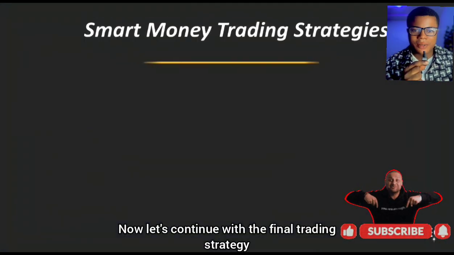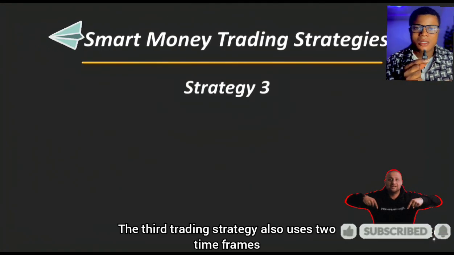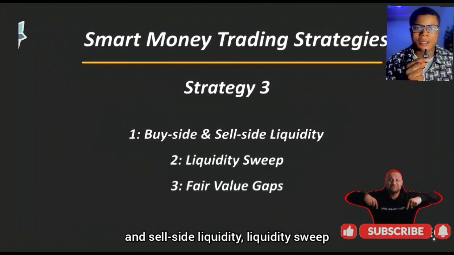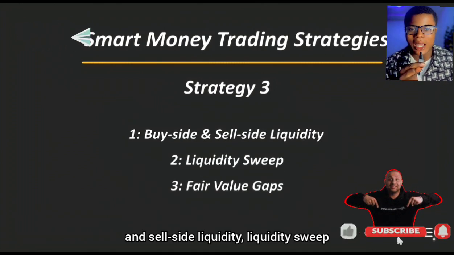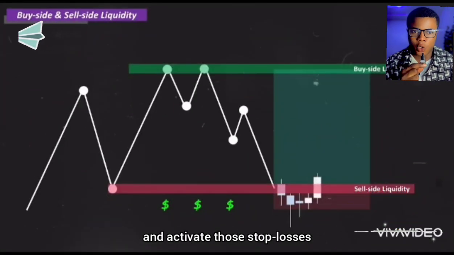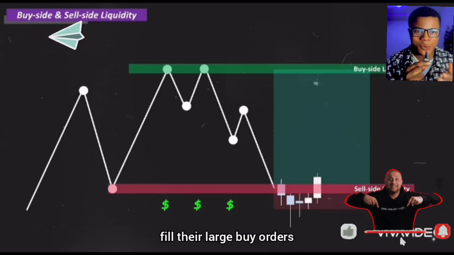Now let's continue with the final trading strategy. The third trading strategy also uses two time frames and combines the concepts of buy-side and sell-side liquidity, liquidity sweep, and fair value gaps liquidity, and activate those stop losses. This gives them enough selling pressure to fill their large buy orders.